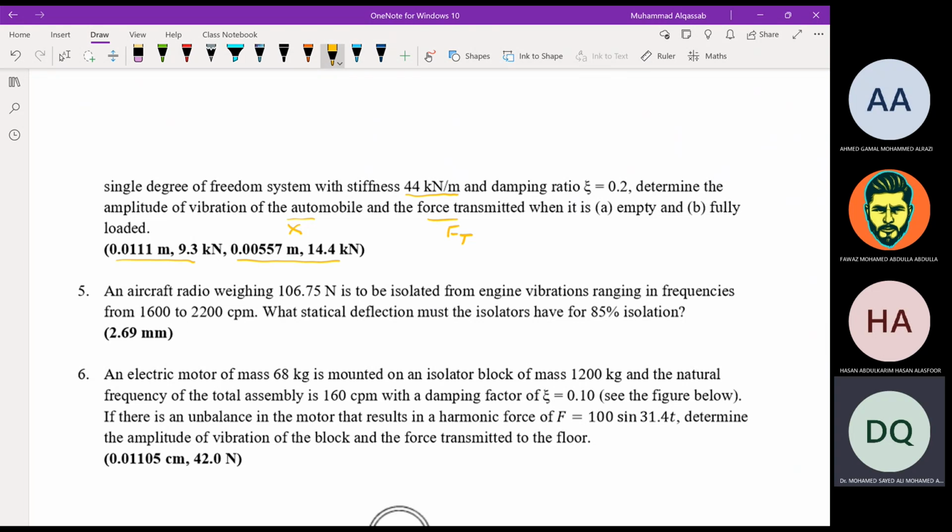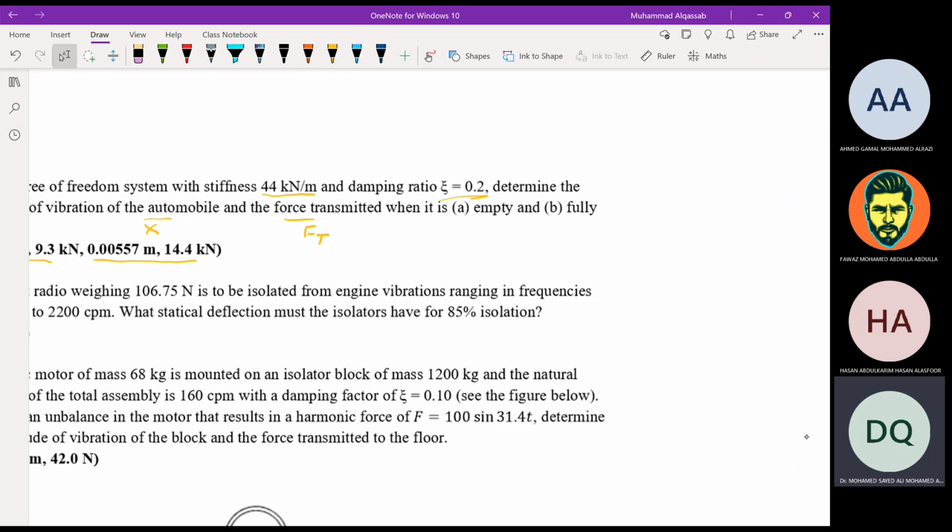Okay, so there is only zeta here. This is a damped system, not undamped. And you will use the equation X equal to square root of 1 plus (2 zeta r) square over (1 minus r square) square plus (2 zeta r) square, multiplied by y. Or X over Y equal to this. And you will find X.